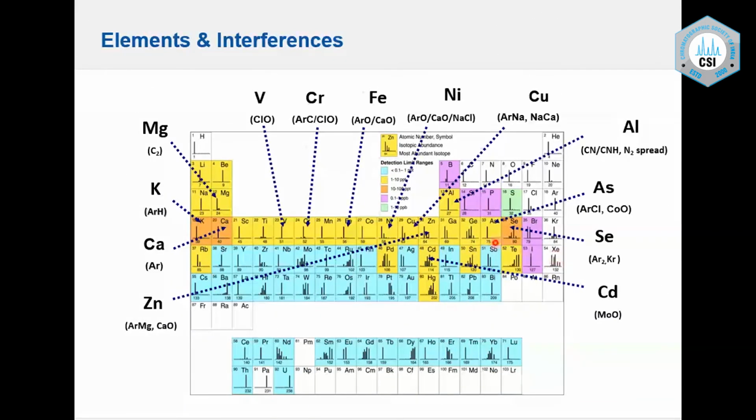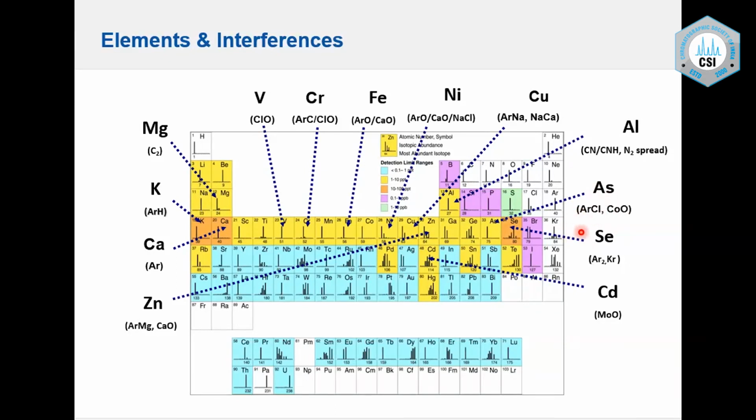You can see in the periodic table, different elements have different interferences. Here I have shown only the important elements which we normally analyze. I will give you an example of arsenic. Arsenic, you know, the mass is 75. And here in plasma, we use argon gas, and your sample may contain chloride. Chloride may come from acids. If you use hydrochloric acid, or if you have a food sample, geological sample, soil sample, of course chloride is present.